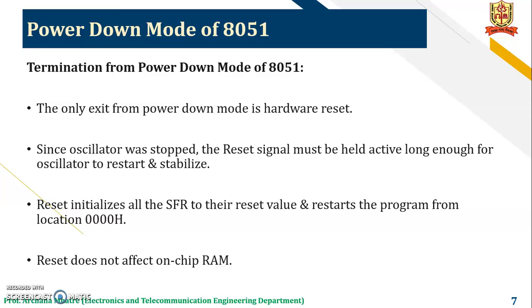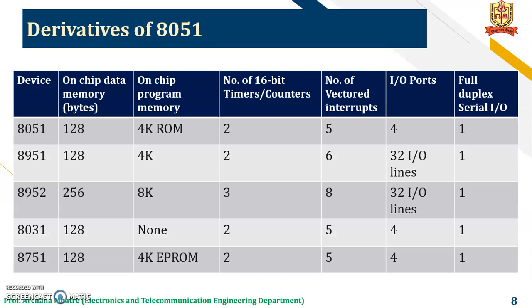Now the termination from power down mode of the 8051. The only exit from power down mode is a hardware reset. Since the oscillator was stopped, the reset signal must be held active long enough for the oscillator to restart and stabilize. Reset initializes all the SFRs to their reset values and restarts the program from location 0000H. Reset does not affect the on-chip RAM.